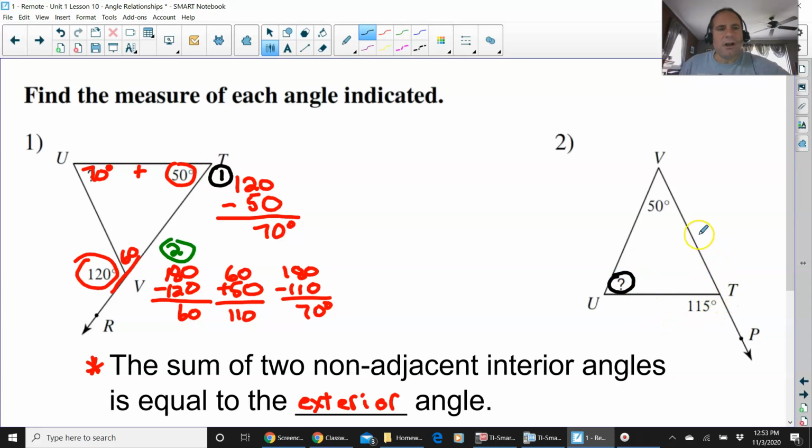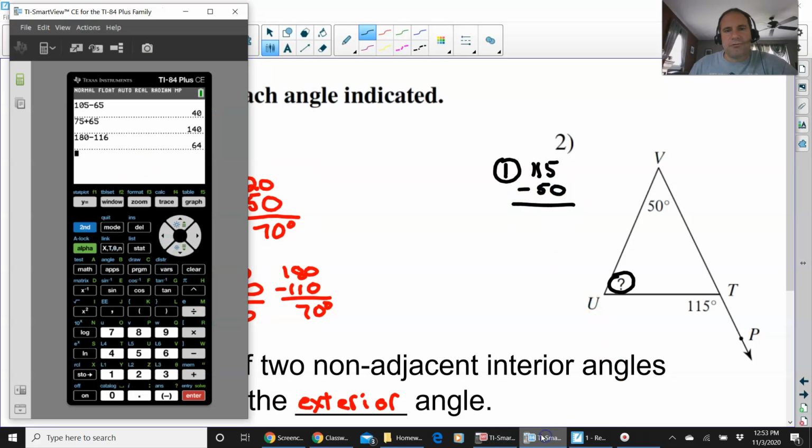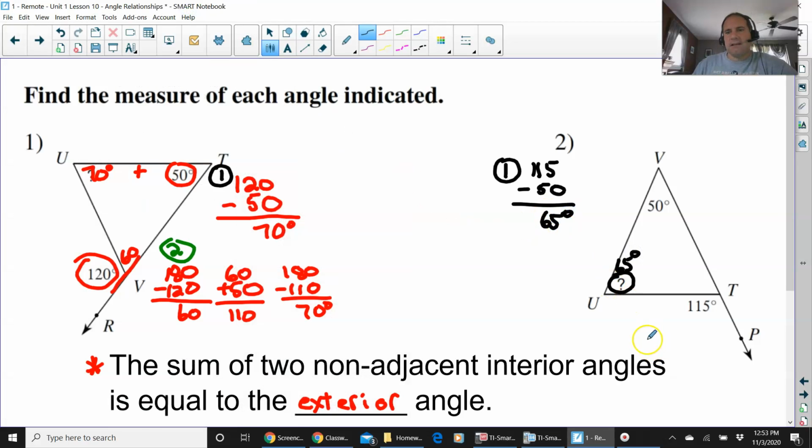So remember, I'm just going to use method 1. I'm going to subtract 115 minus 50 right off the bat. I am going to grab my calculator and just make sure: 115 minus 50 equals 65. So this should be 65 degrees. This is your work that you show, and that is basically it.